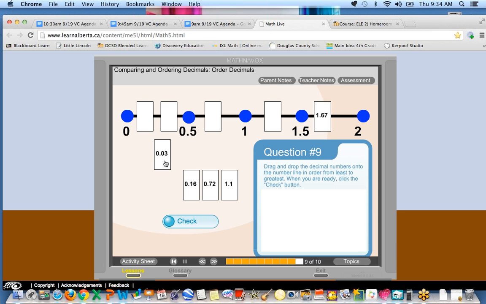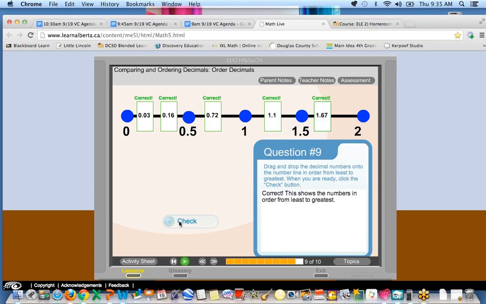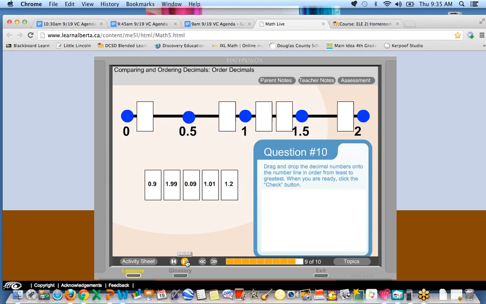Okay, now look carefully at this number. That's 3 hundredths. Hot or cold? Cold, cold. You're on fire. Hot. This one? Hot or cold? Cold, cold, hot. Yep. That's the only logical place that one would go. And then, of course, that would be the only other place. Okay. Click the check button.